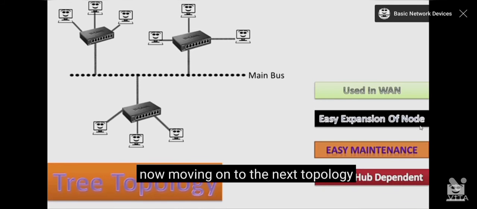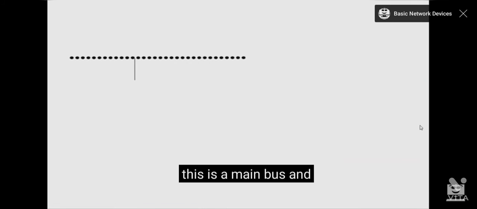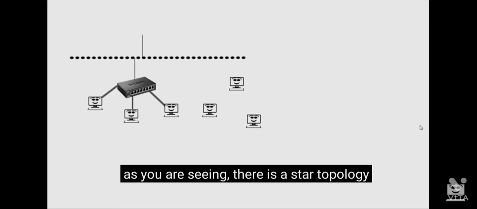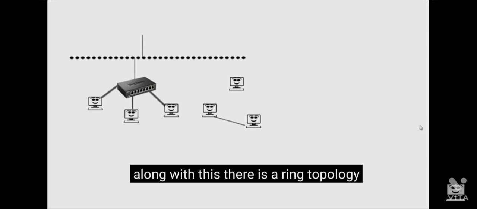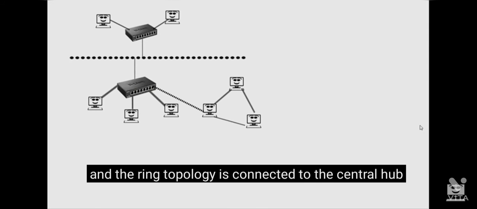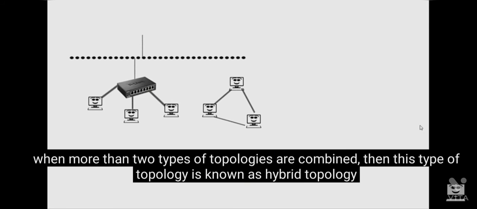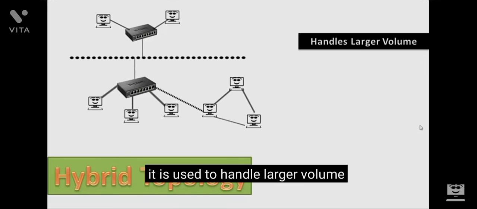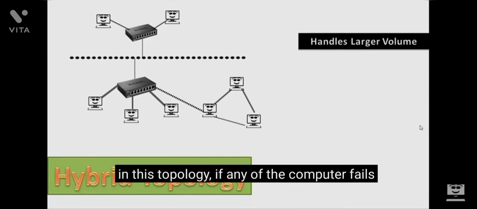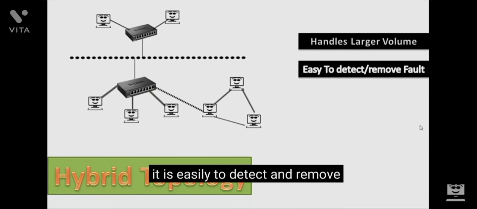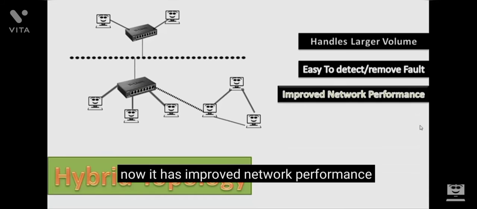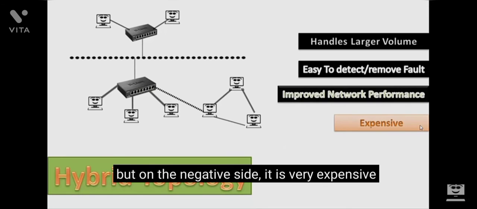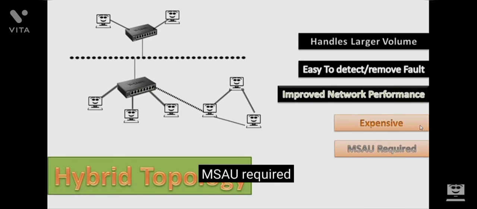Now moving on to the next topology. This is the main bus, and as you are seeing, there is a star topology. Along with this, there is a ring topology, and the star and ring topologies are connected to that central hub. When more than 2 topologies are combined, then this type of topology is known as hybrid topology. It is used to handle larger volume. In this topology, if any of the computers fails, it is easy to detect and remove. Now it has improved network performance, but on the negative side, it is very expensive, and MSAU is required.